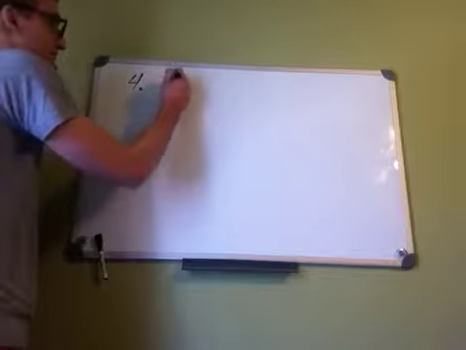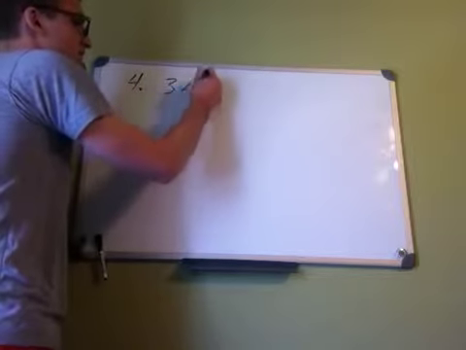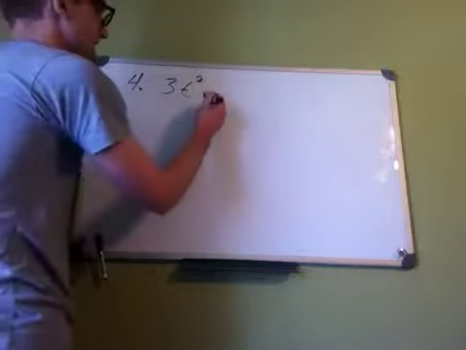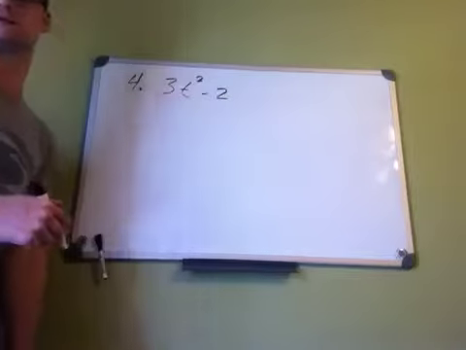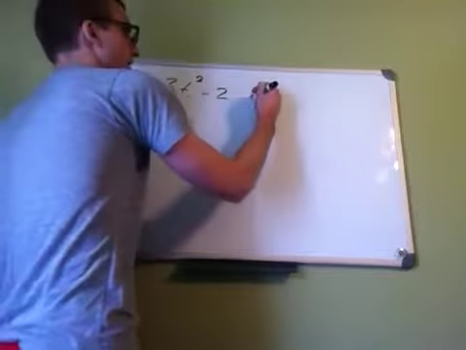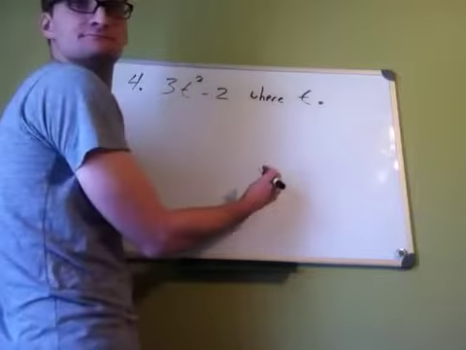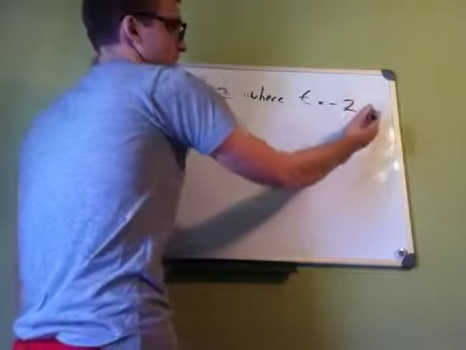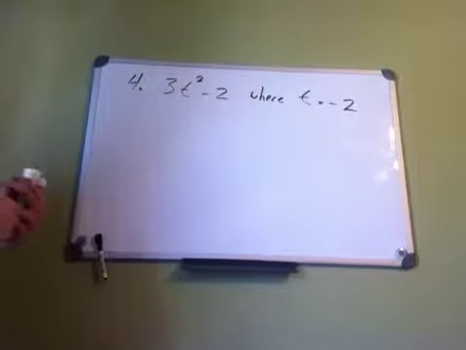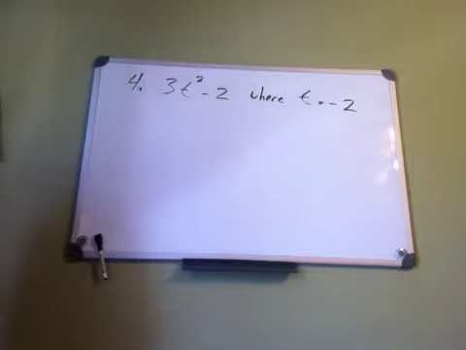4. So we have 3t squared minus 2. Now variables come in all letters. Where t equals negative 2. We're going to do the same process. It's all about staying structured, same process, order of operations.